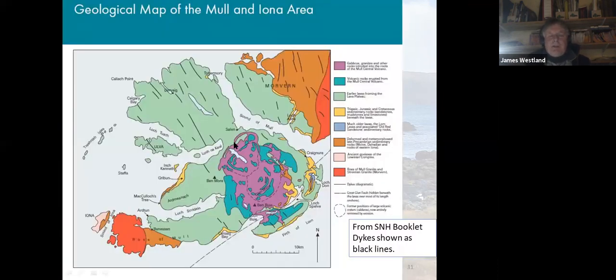Here's a simplified geological map of the Mull and Iona area. This is in Morvern. The dikes are indicated as black lines. Now, these aren't actual real dikes. These are just indicative of where you get them and where they run, what they look like. But the general trend is northwest, southeast, as you can see there. That's absolutely standard. The S&H booklet, Landscape Fashioned by Geology, is really good. It's one I would recommend to anyone who's just starting out to find out about the geology of these places. It's very, very good. There are great diagrams in it.